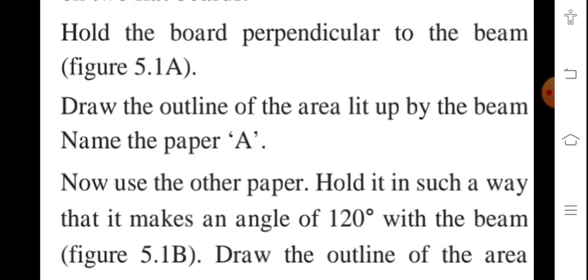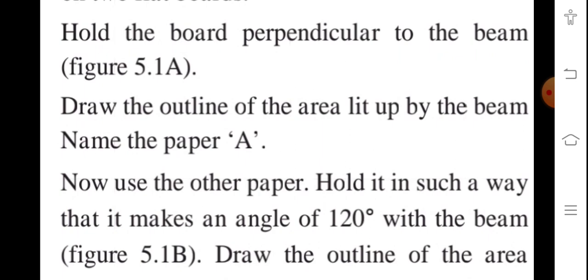Next, hold the board perpendicular to the beam. Then the board is held perpendicular to the beam, just like given in figure 5.1a. Draw the outline of the area lit up by the beam. Name the paper A.